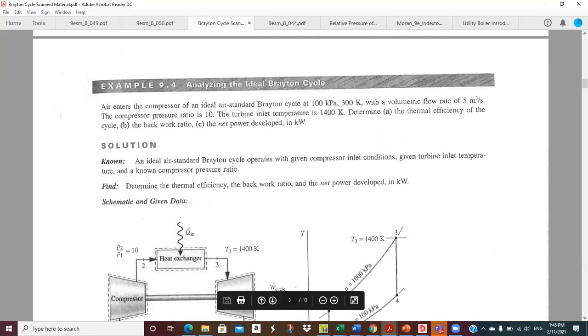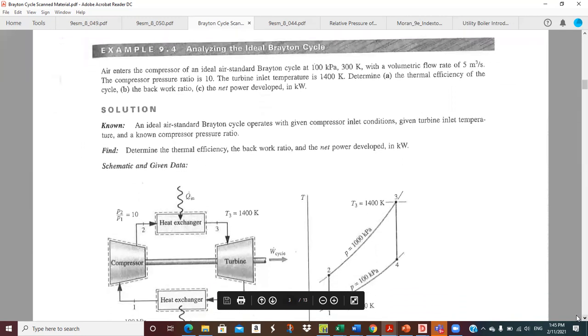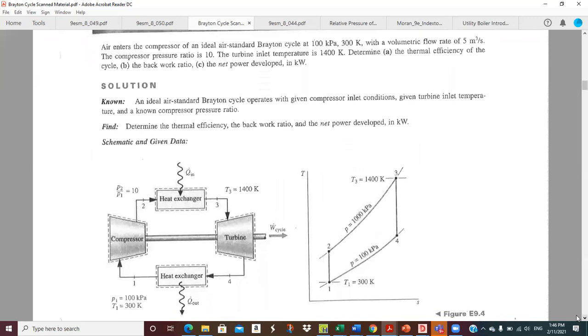So, you know, we've got a Brayton cycle, just an ideal air standard Brayton cycle. Inlet condition of 100 kPa and 300 degrees Kelvin. They give you a volumetric flow rate in a lot of these problems, which means you've got to eventually calculate a density or something to get to a mass flow rate. And they give you the compressor pressure ratio of 10. So that says if I'm at 100 kPa going in, I'm at 1,000 kPa coming out.